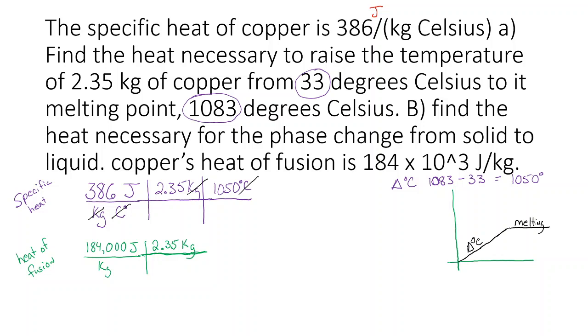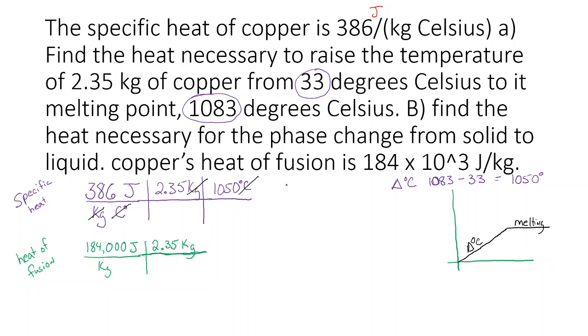Now, if you remember the ratio of Celsius to Fahrenheit is 1 degree Celsius to 1.8 degrees Fahrenheit, and so it's about double. So if you're thinking you're raising this 1,000 degrees Celsius, that's like 1,800 degrees Fahrenheit. So this is almost 2,000 degrees Fahrenheit. You'd have to raise the temperature of this copper.